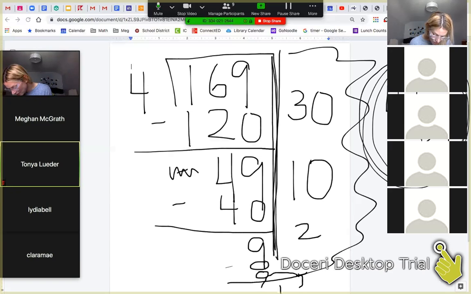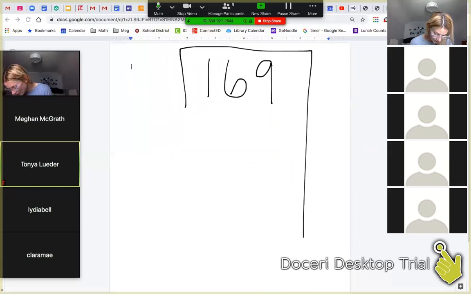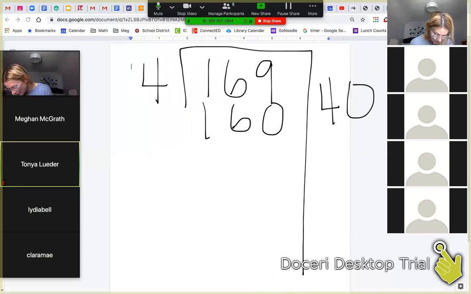So even though I didn't do 40, because I could have done 4 times 40 is 160, I'm still right because I worked my way there. It took more paper, but I'm correct. Now I could do that 169 same problem more efficiently by doing 4 times 40 is 160. And this is the benefit of knowing your facts and getting close and knowing your multiples of 10.